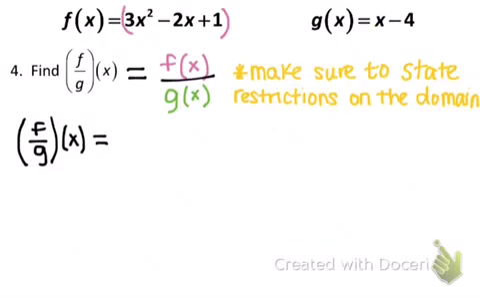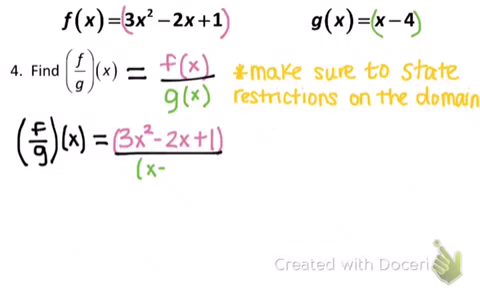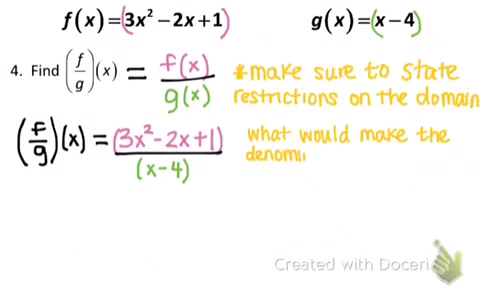We'll start with our f(x) function, 3x² - 2x + 1, and divide that by the g(x) function, which is x - 4. We are actually going to leave our functions just like this, but before we finish this problem, we need to figure out what would make the denominator equal to 0, because that would be a restriction on the domain since we cannot divide by 0.